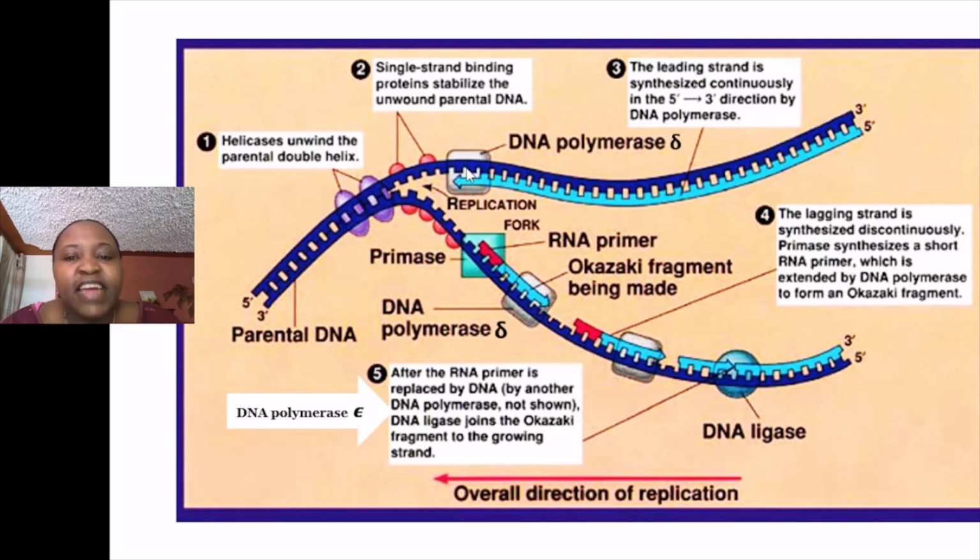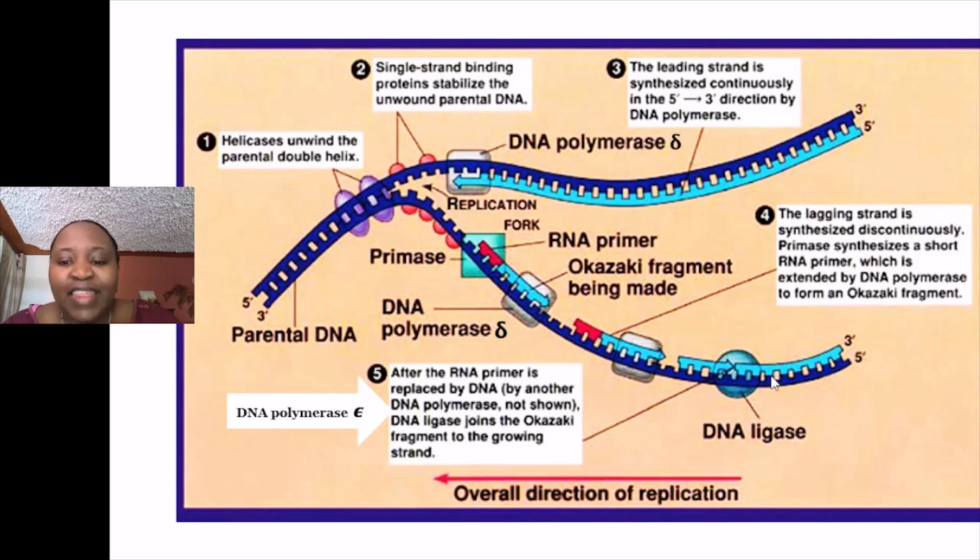And then after that, we have the enzyme that will start synthesizing our DNA and adding nucleotides to create a new strand. And this is DNA polymerase delta. Usually it will start making the leading strand that is synthesized continuously in the 5' to 3' direction. So this is the synthesized leading strand, 5' to 3' direction.